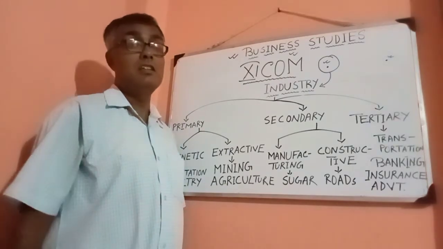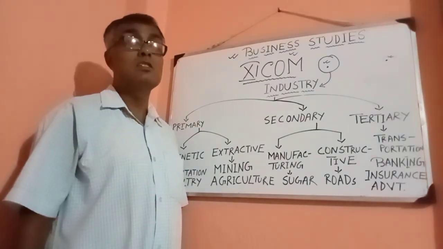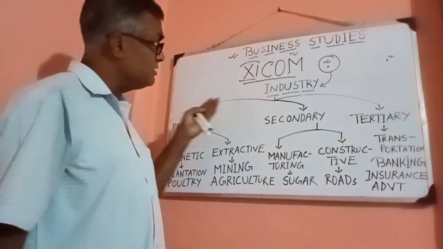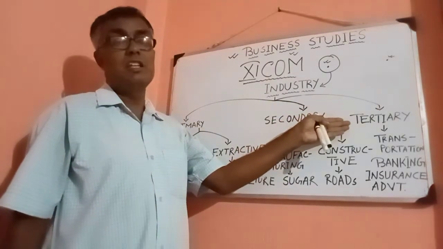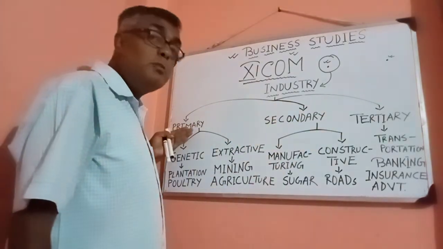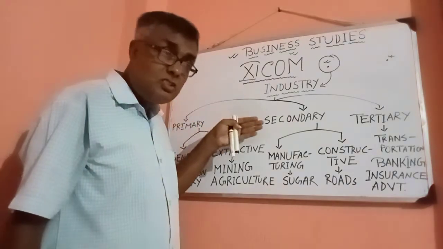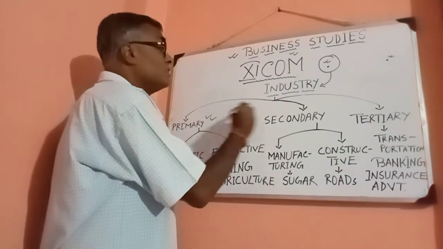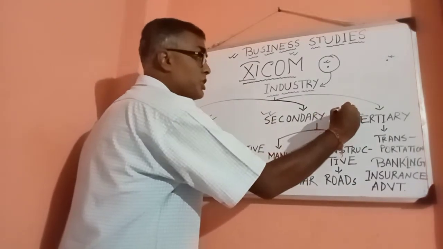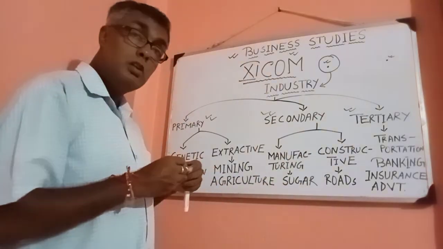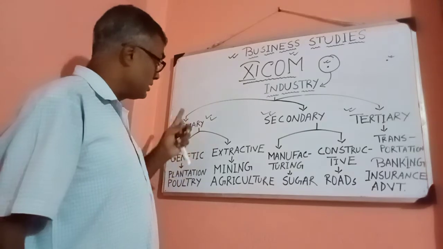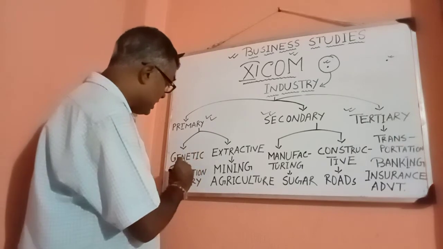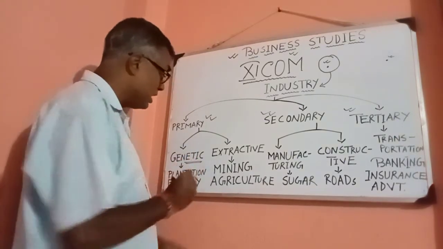Now we are going to classify the different types of industrial activities. Broadly, we can classify it in this way: primary activities, secondary activities, tertiary activities. That is, primary industries, secondary industries, and tertiary industries. It is written here: primary industries, secondary industries, and tertiary industries. Now, how do we classify the primary industry? Primary industries can be classified into two ways. One is genetic industry.